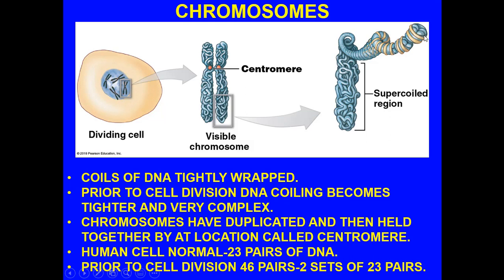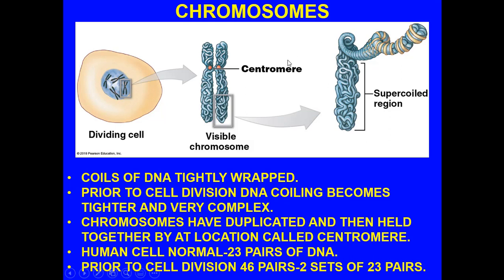Now, a functional histone is really made up of 8 subunits, so you need to be aware of that. Prior to cell division, DNA coiling has to occur, and it becomes tighter and very complex. So you basically have these visible chromosomes. They contain a large amount of DNA, but it's all tightly wound up in a very small packet we call a chromosome.